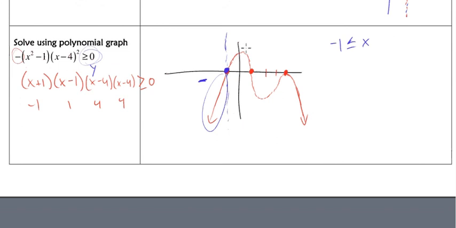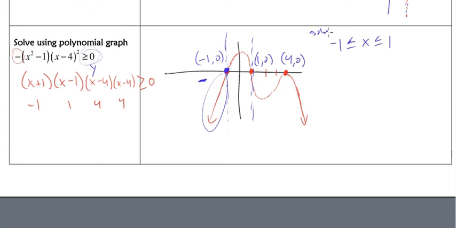And it continues to be positive until we get to positive 1. So this is a root of 1, 0, and here we got negative 1, 0. We'll add those in. And this one was 4, 0. Okay. So it continues to be positive until we get to 1 again. And it's or equal to because it's or equal to here on the graph. If I plugged in 1, I get 0. And so those are some of my solutions.